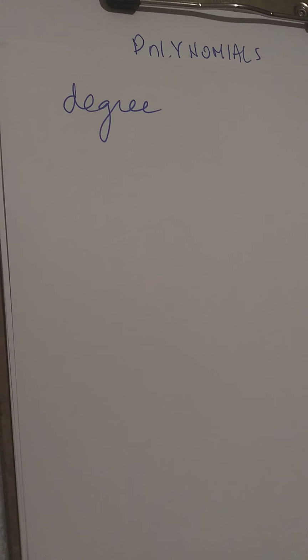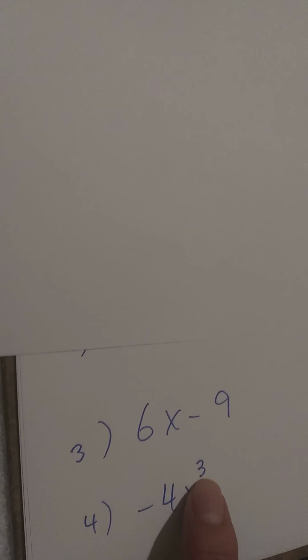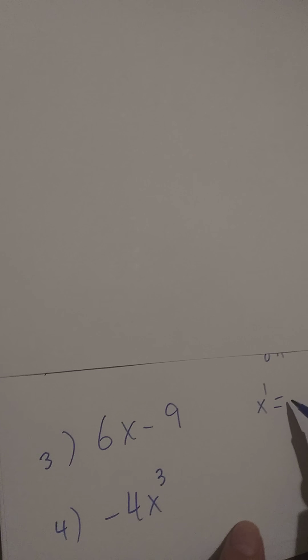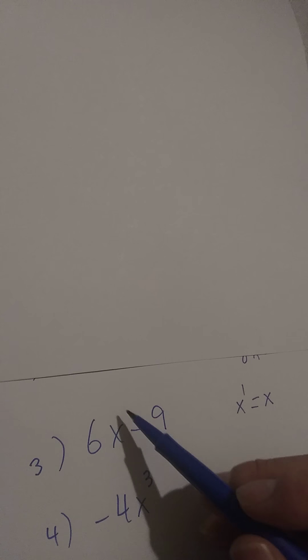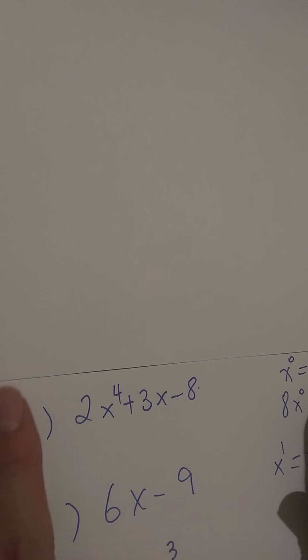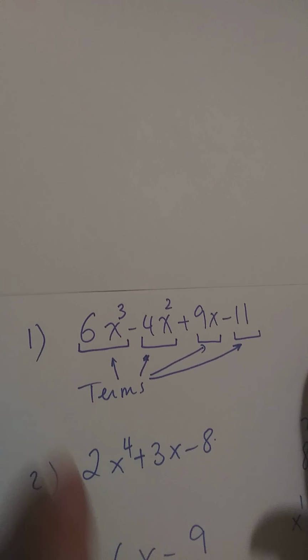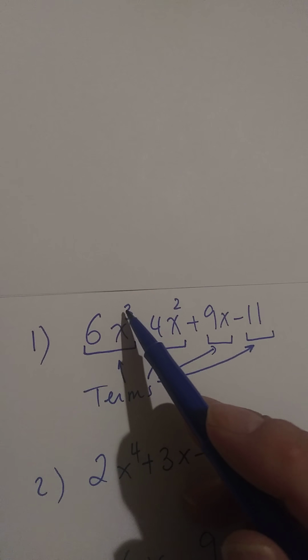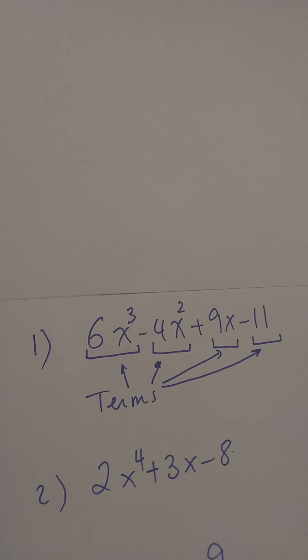The degree of a polynomial is the highest exponent in the polynomial. For example, the degree of this polynomial here is 3. The degree of this polynomial is 1 because x to the power 1 is like x. So here the degree is 1. And for this polynomial here, the degree is 4. It's not always the first, but it's the highest. For this polynomial, the highest exponent is 3. So the degree is 3.